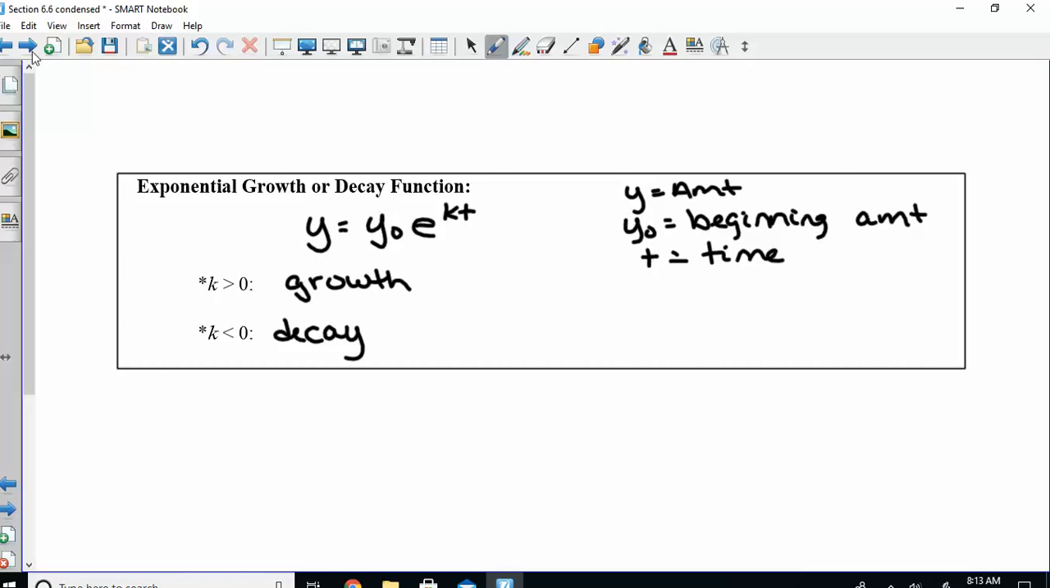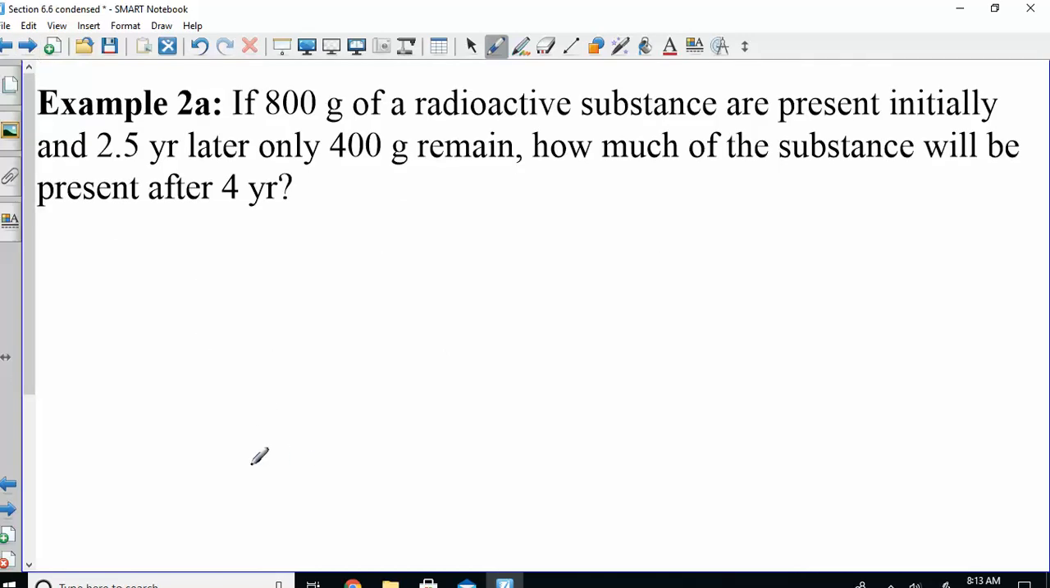So let's look at a sample problem with this. If 800 grams of a radioactive substance are present initially, and 2.5 years later, only 400 grams remain, how much of the substance will be present after 4 years? So, this is talking about exponential growth and decay. Y sub 0 is how much we started with. How much did we begin with here? 800.